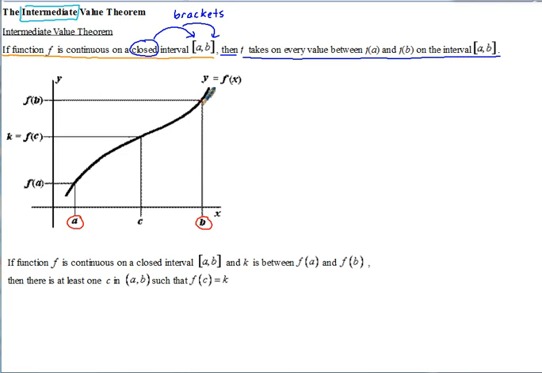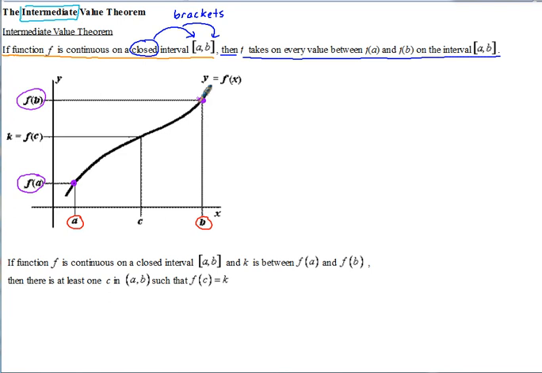And what it tells us is f of a and f of b, those are just the y values, right? So here's f of a, the y coordinate at this point, and here's f of b, the y coordinate at this point. So it's saying that the function has to equal every one of the y values between these two y values at least one time. Now, that's one way the theorem is worded.